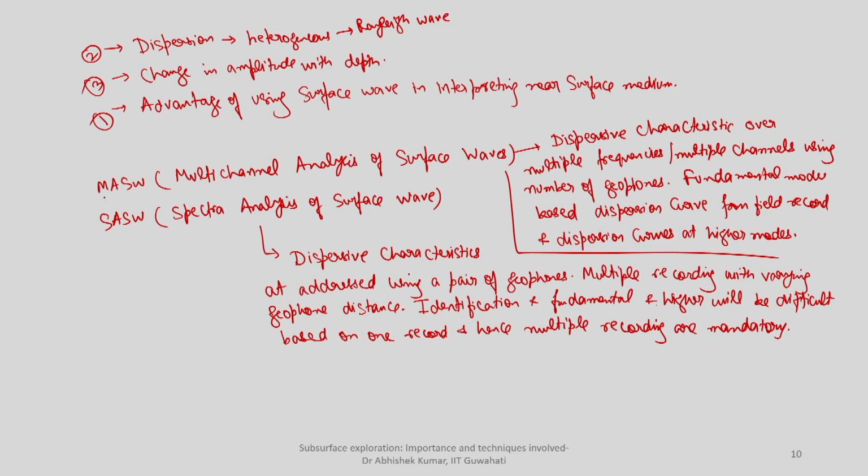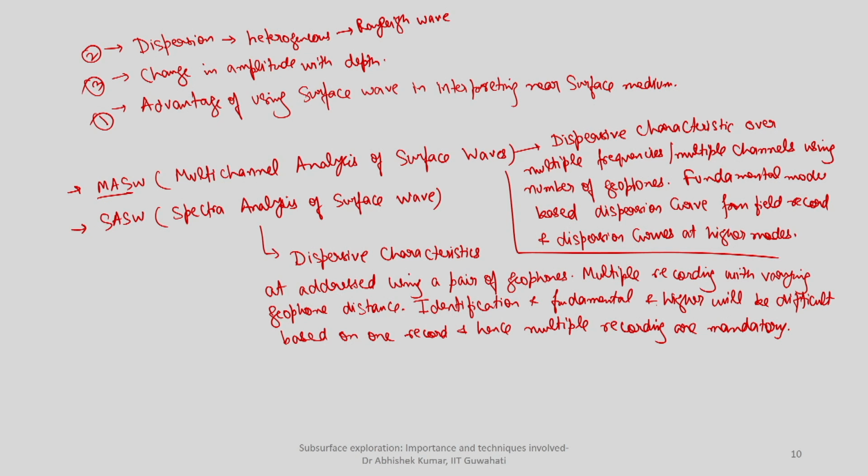So, there can be more discussions based on the MASW survey and the SASW survey, but more precisely in multichannel analysis, we put a number of geophones and we try to find out the dispersive characteristics over a wide range of frequencies. That will help you, in terms of signal to noise ratio, in identifying which is the fundamental mode and which are the higher modes. And the second one is spectral analysis of surface waves, where we go for this interpretation in terms of two frequencies.